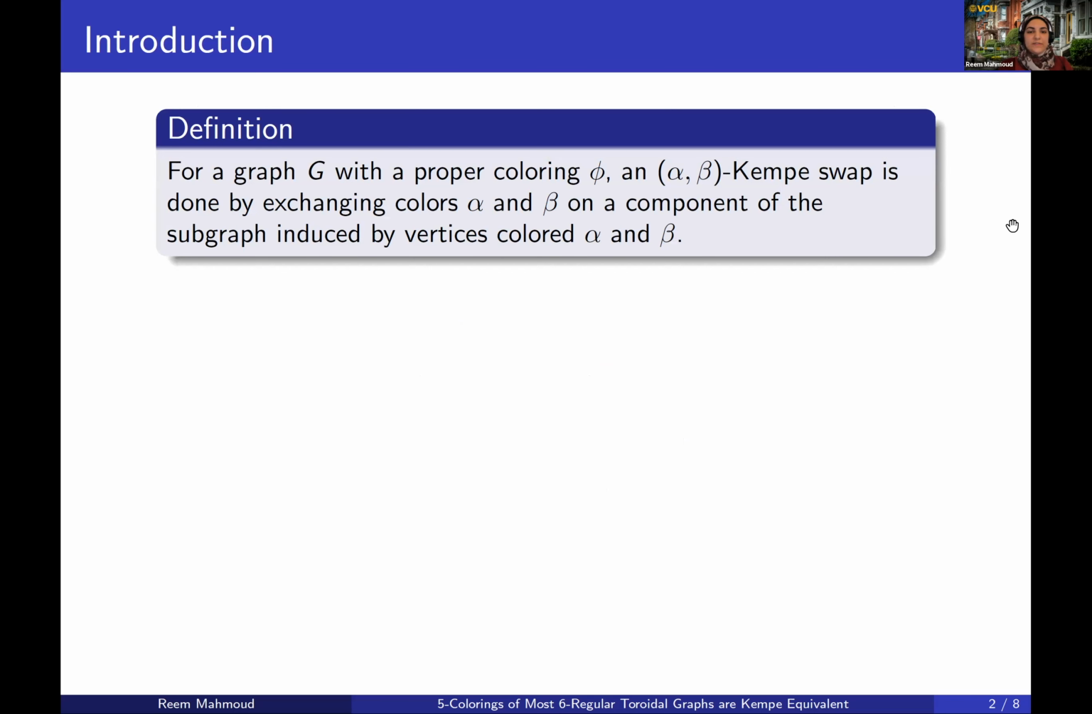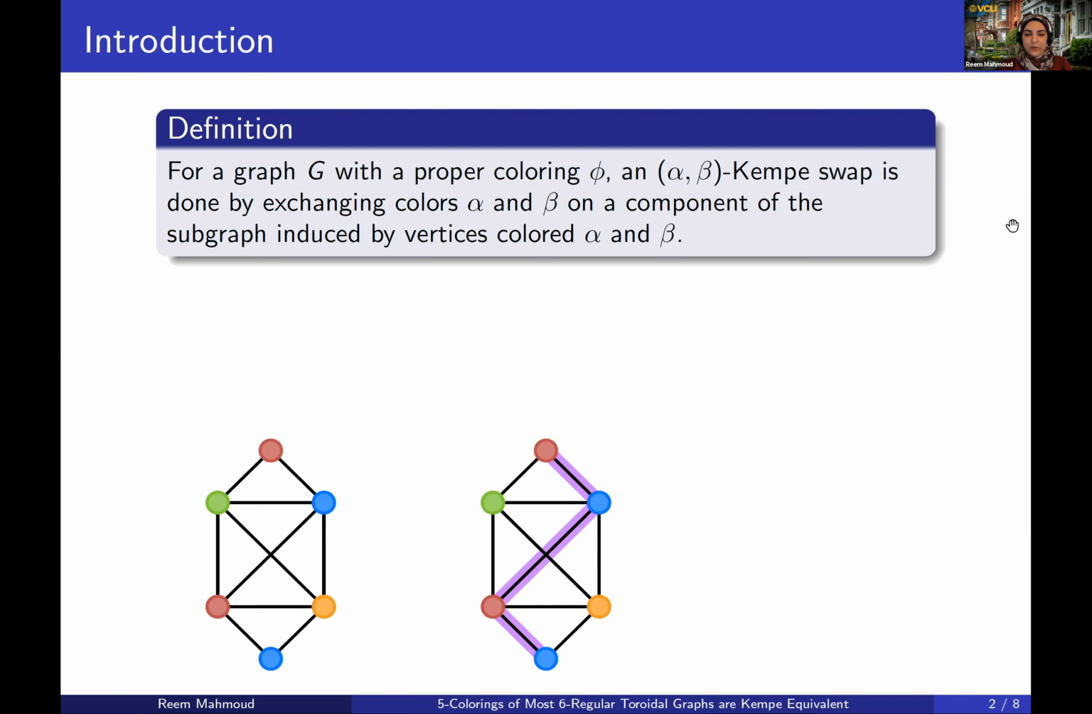The first one: for a graph G with a proper coloring phi, an alpha-beta Kempe swap is done by exchanging the colors alpha and beta on a component of the subgraph induced by vertices colored alpha and beta. For example, in this graph we've got a proper 4-coloring. If we focus on the subgraph induced by vertices colored red and blue, that would be this path highlighted in purple. If we perform a red-blue Kempe swap on this component, we just switch the colors on the vertices and get this coloring, which is still a proper coloring of the graph.